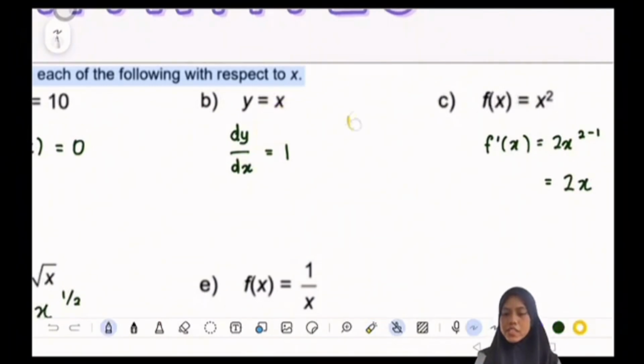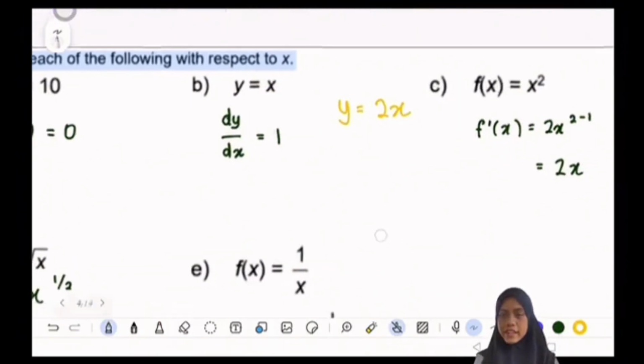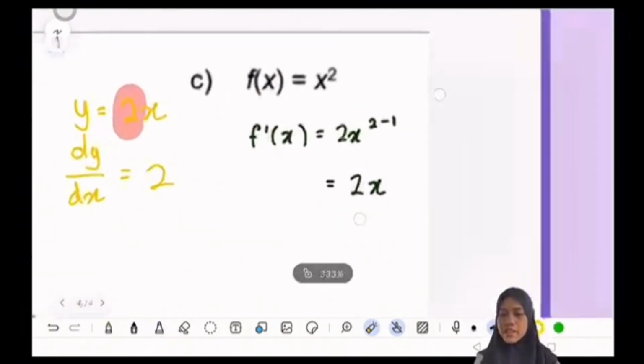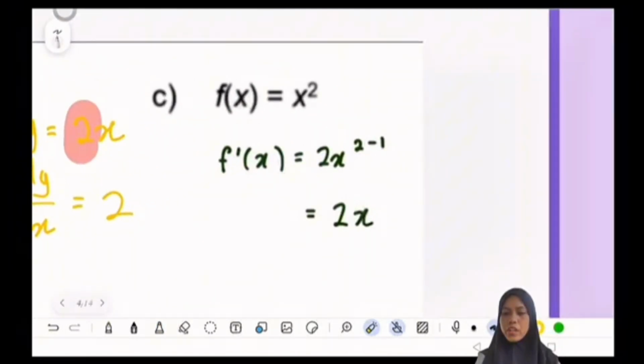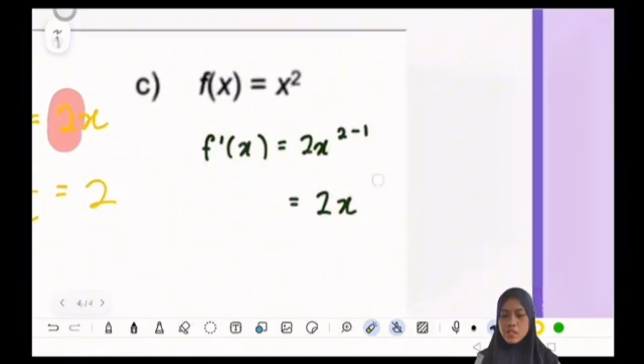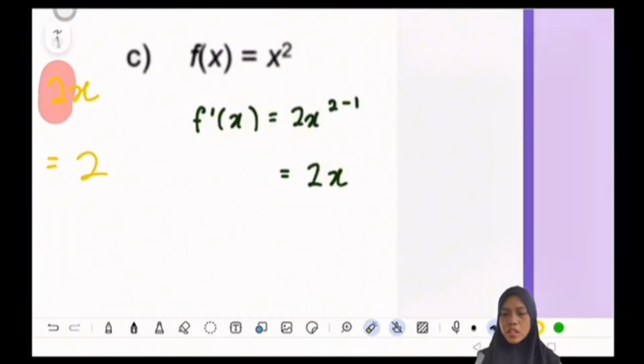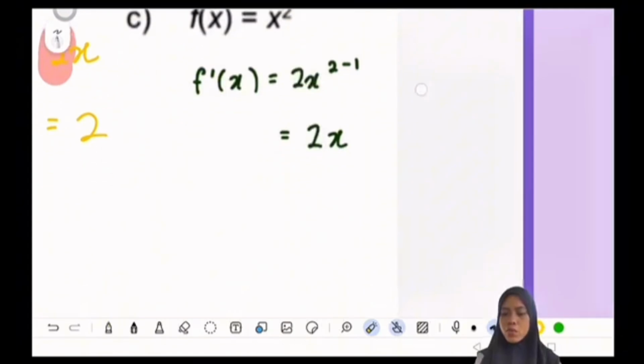What if the question is y equal to 2x? Then the answer should be dy/dx equal to 2, because we look at the number in front of x. That's the value of the differentiation. Next question, f(x) equal to x squared. The difference is this one has a power. When we differentiate it, f prime(x) equals the power brought to the front, so we get 2x, and the power minus 1. So we get the answer 2x.